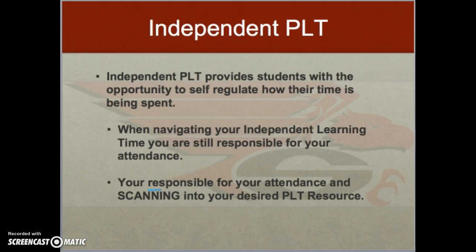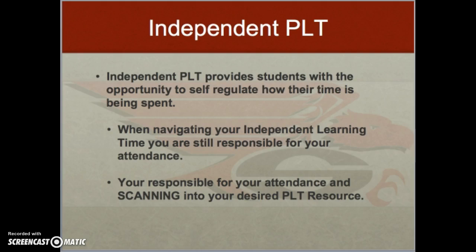So how this will work for those of you in independent PLT, and when you want to enter into travel mode, is once you have scanned in for your attendance, your ID card becomes your passport throughout the building. So if you are in the study hall to start out your independent personal learning time, and you decide that you want to go check out a few things throughout the building, you would then scan out of the Commons and enter into travel mode, and would be then expected to scan in at your next location. So when you get there, you would scan in. You have now closed that loop, and your attendance is recorded positively.